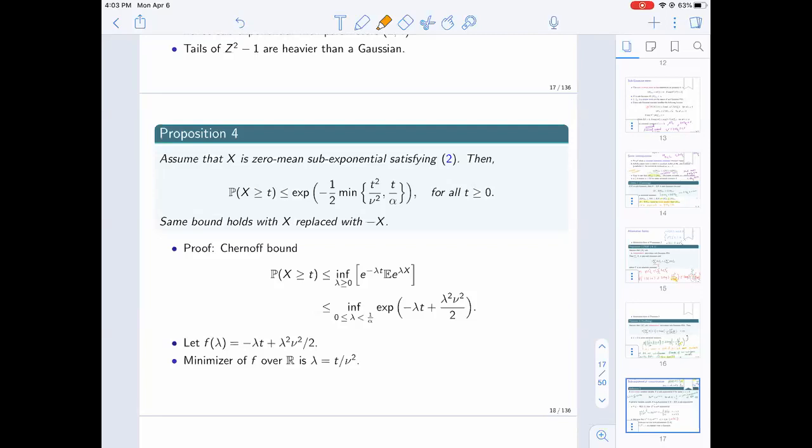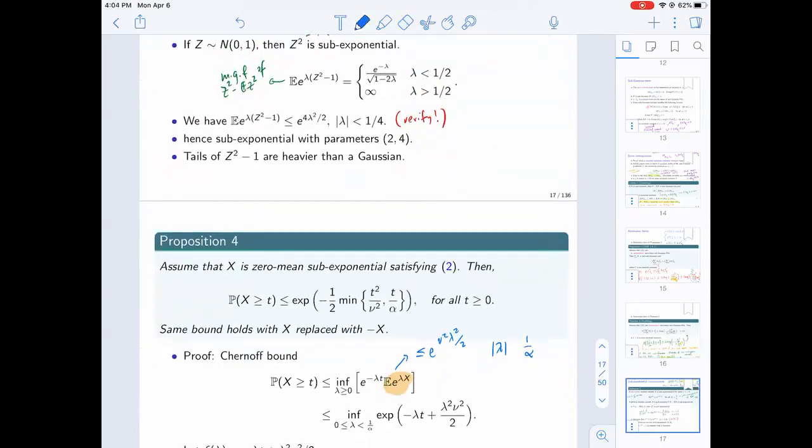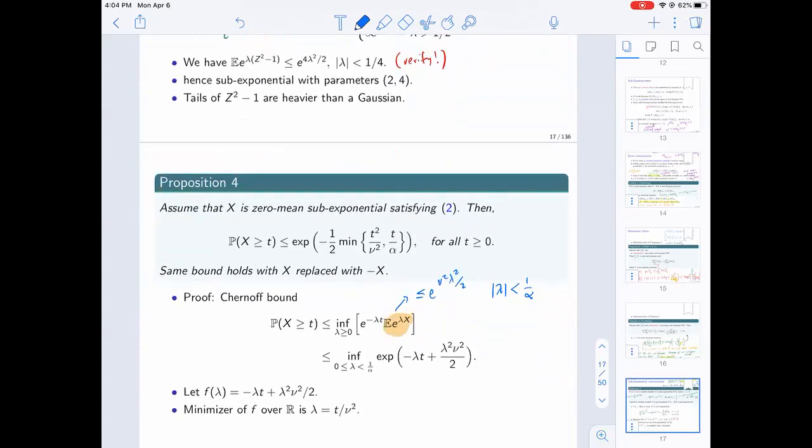Okay, so how do we prove this? Basically the same idea as the Chernoff bound that we did for the Gaussian case. So this is our Chernoff bound, if you remember. This is bounded by this, and this holds for any lambda, so I take the infimum over lambda bigger than or equal to zero. And then by assumption I know that this is less than or equal to e to the nu squared lambda squared over two for lambda less than 1 over alpha. I'm assuming the strict inequality here. Because this bound only holds for lambda less than 1 over alpha, I'm going to put this restriction on the optimization. I can't optimize outside this because this bound only holds for those lambdas.